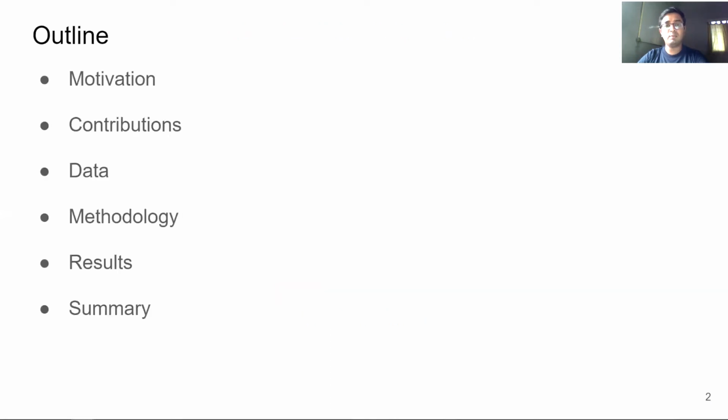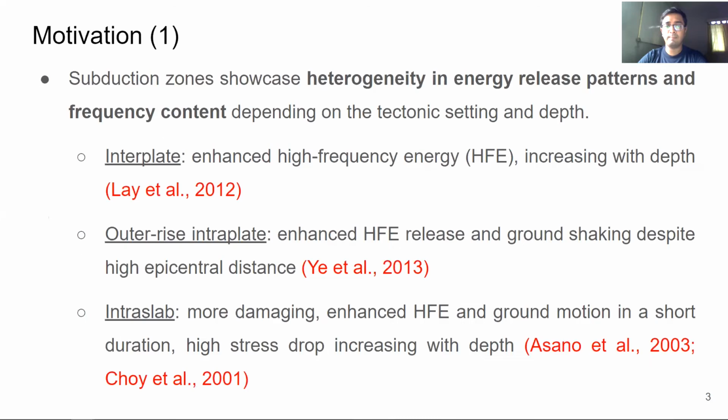This is an outline of our presentation. First, we look at some critical points behind the motivation for this study. Then we discuss the key contributions of our work. Next, we briefly discuss the two distinct data sets used in this study along with their corresponding methodologies. Finally, we present and summarize the results of our analysis.